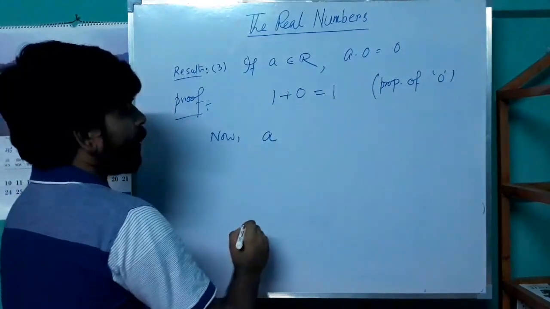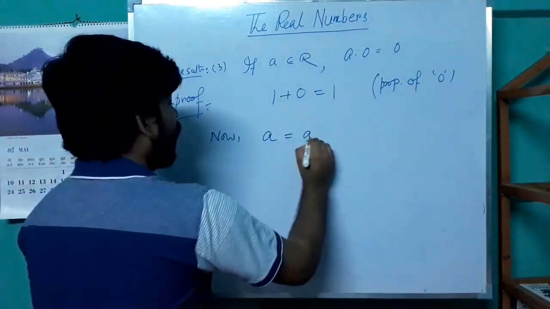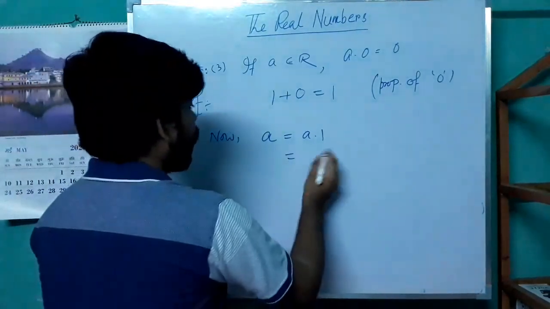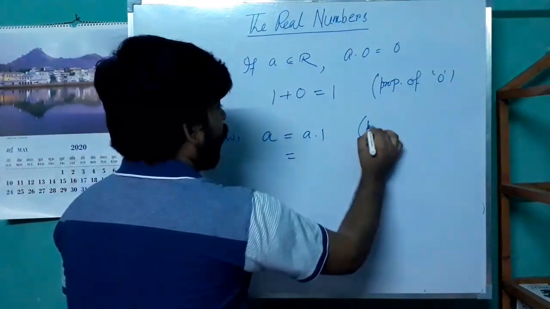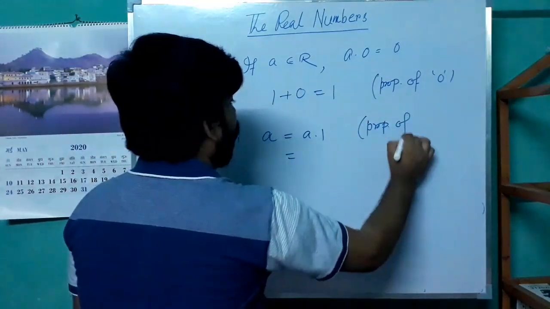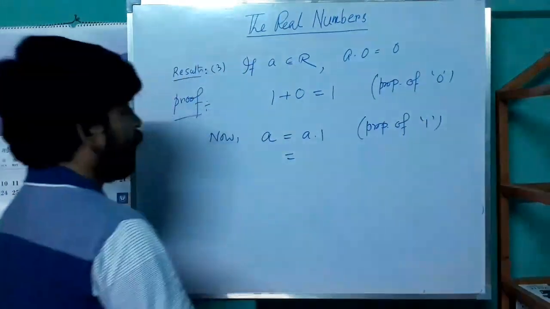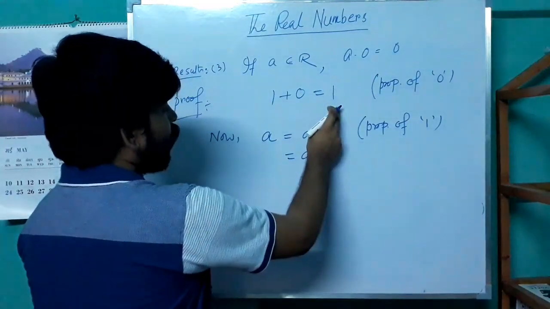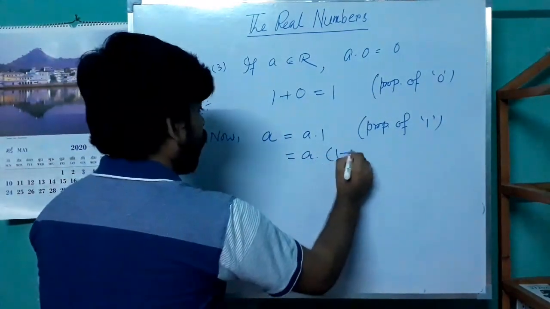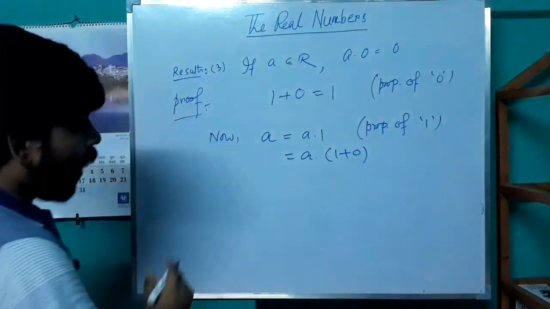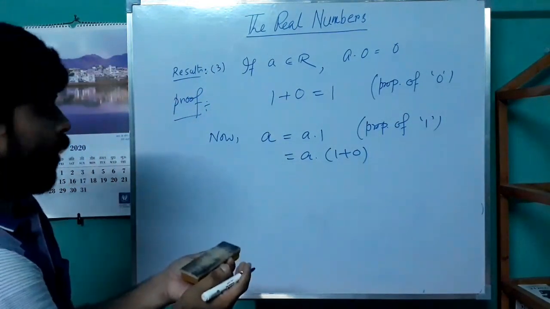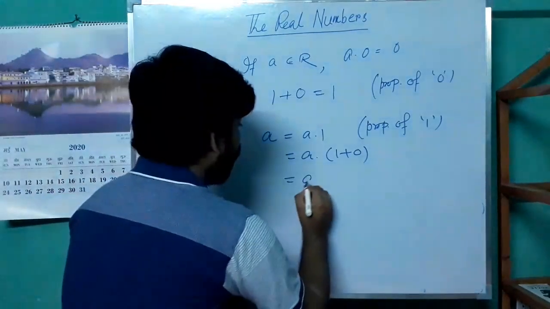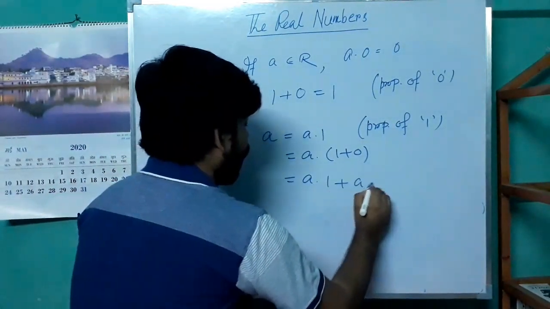Now a can be written as a dot 1. So this is actually the property of 1. And 1 is actually 1 plus 0. Now we apply the distributive property. So this is the application of the distributive property, giving a dot 1 plus a dot 0.